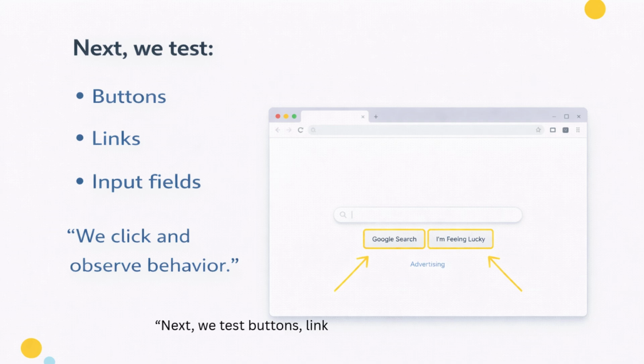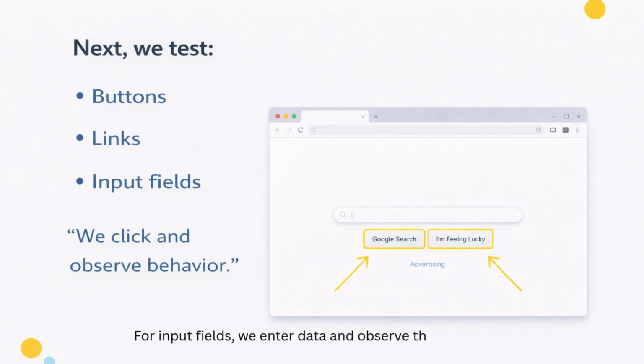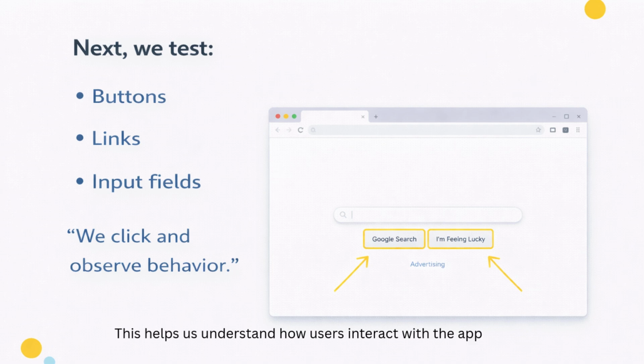Next, we test buttons, links, and input fields. We click on each button and link to see how the application behaves. We check whether the action works correctly or shows any error. For input fields, we enter data and observe the response. This helps us understand how users interact with the application.